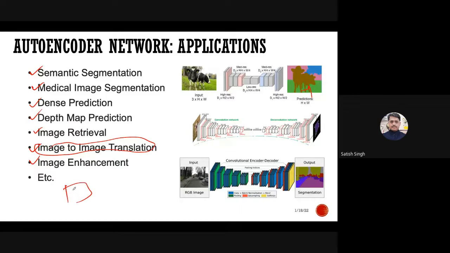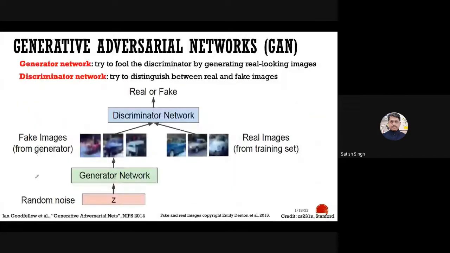Suppose I give simply this sketch, can it generate the object from the sketch? Yes, it is possible. You simply draw the sketch, and a machine can generate the actual object from the sketch. So that is a typical example of image to image translation. Image enhancement, noise removal, and many more are possible with the help of autoencoder decoder networks.